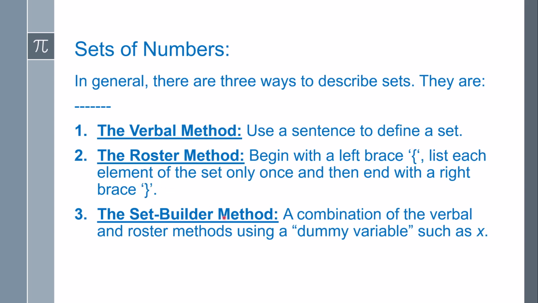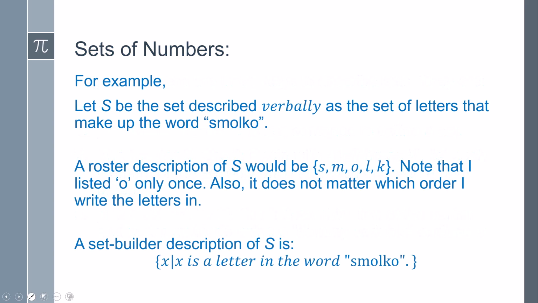And then we have the set builder method, which is a combination of the verbal and roster methods using a dummy variable. Now that's going to be really important. It's kind of weird. We haven't really written math that way before, but we're going to be using that dummy variable such as x.